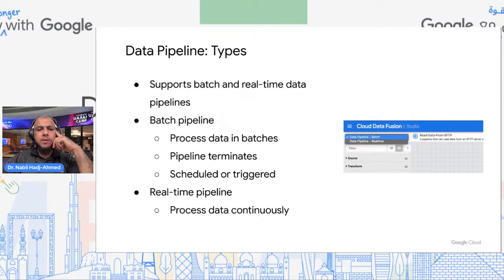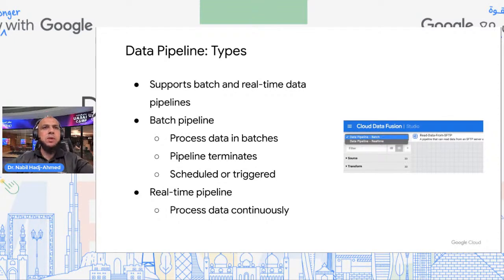Pipeline types. Both batch and real-time are supported. With batch pipelines, you process data in batches. So you have a CSV file, or you have a database that you bring in. The pipeline basically terminates. There is a beginning and an end. You can schedule it, you can trigger it.